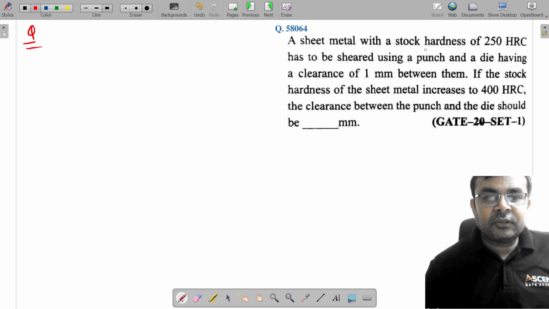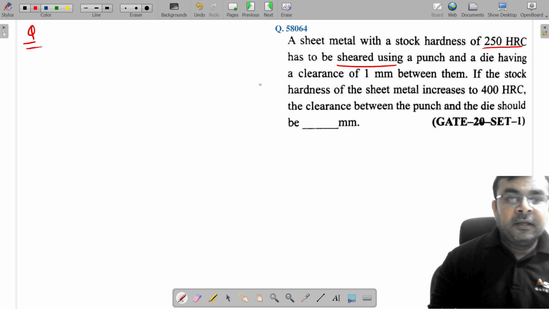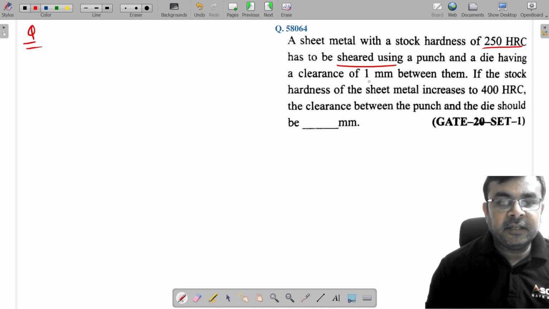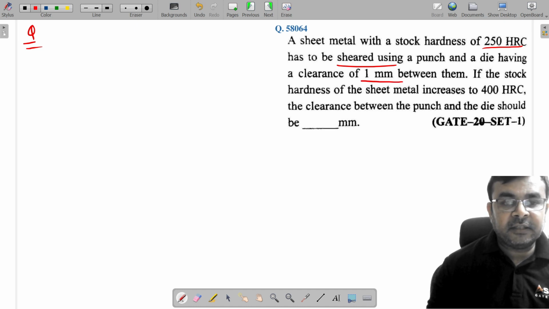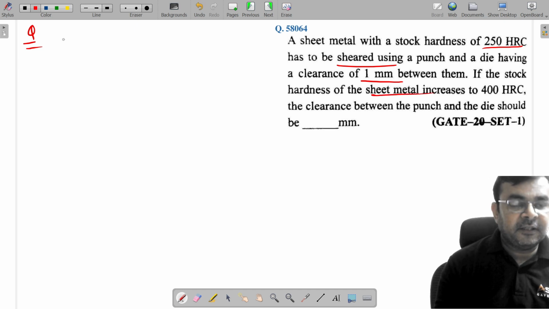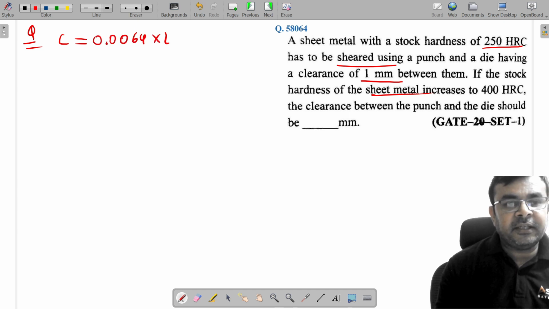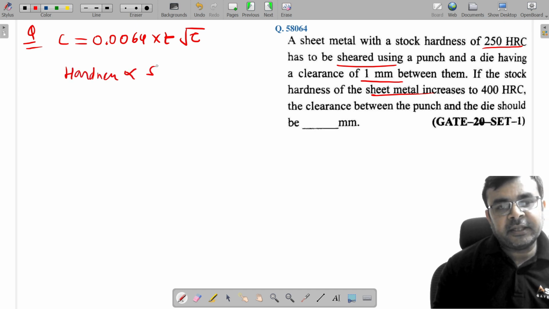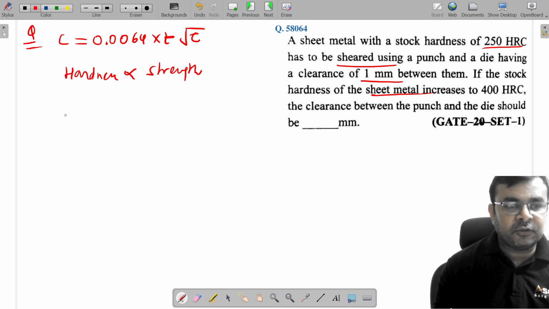A sheet metal with stock hardness 250 HRC has to be sheared using a punch and a die having a clearance of 1 mm between them. If the stock hardness of the sheet material increases to 400 HRC, you can see here the clearance is equal to 0.0064 T into square root of tau. We already saw this formula, yes or no? And hardness is always proportional to strength. As you increase the hardness, the strength will also increase. So can I say C is directly proportional to square root of hardness?